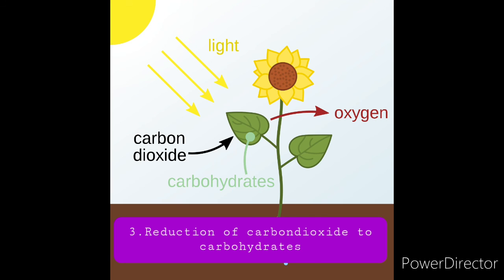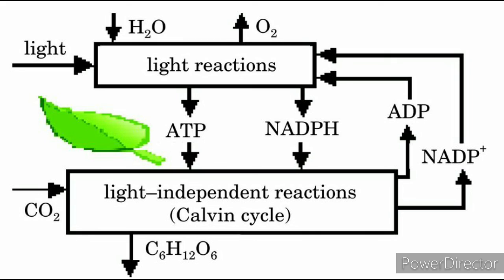Now see the light reaction. What is the light reaction? Whenever the light is absorbed by the chlorophyll, it gets activated and uses that light for the splitting of the water molecule into H plus and OH minus ions. Here you see carbon dioxide, the light independent reaction. CO2 is reduced into glucose with the help of the assimilatory power.